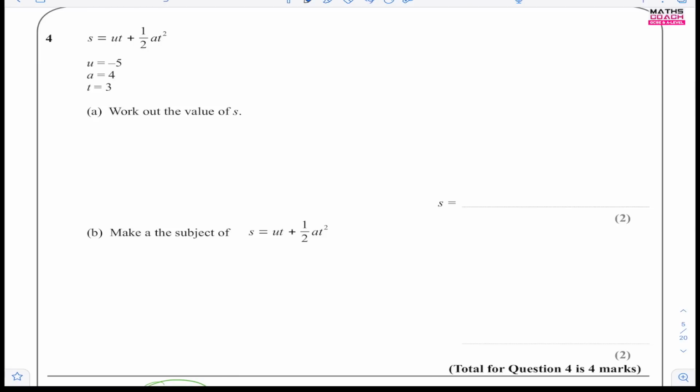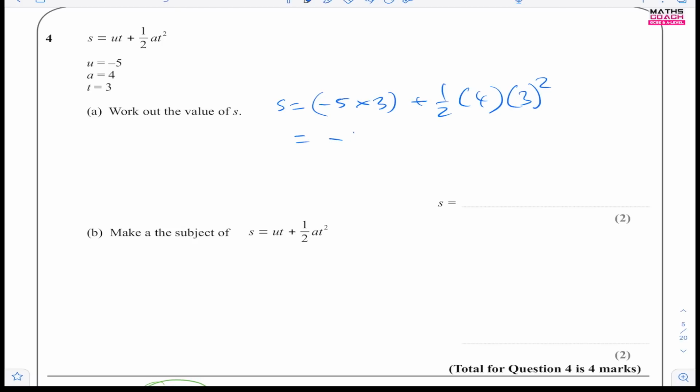Okay, question 4. s is equal to ut plus half at squared, u is equal to minus 5, a is 4, t is 3. Work out the value of s. So we just need to substitute those values in. So s is going to be equal to u, which is minus 5, times t, which is 3. So minus 5 times 3, and then plus a half times a, which is 4, times 3 squared. And we can just put this into our calculators.